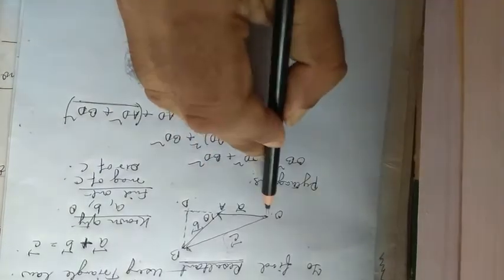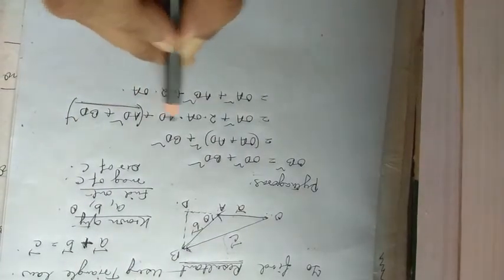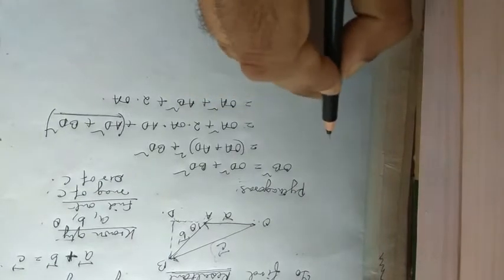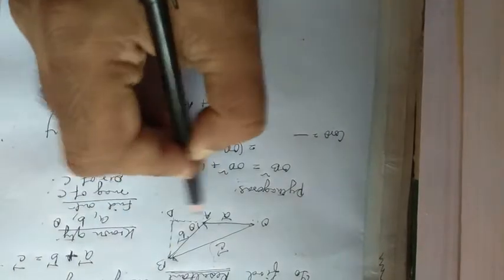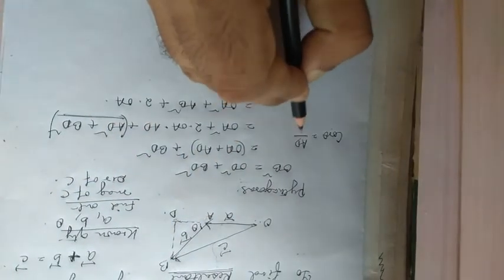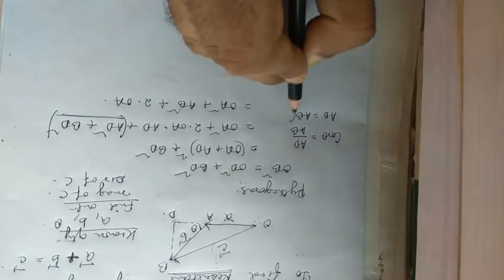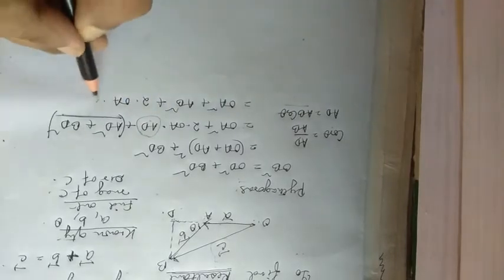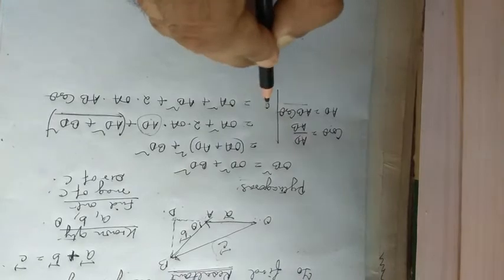Now, what is OA? Known value. What is AD? It is a construction part. So we have to replace it with the known values. If we find cos theta from triangle BAD, cos theta means AD by AB. So AD means AB cos theta. We replace AD with AB cos theta. So this is OB square.